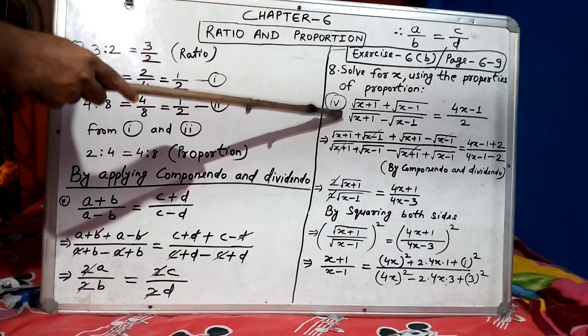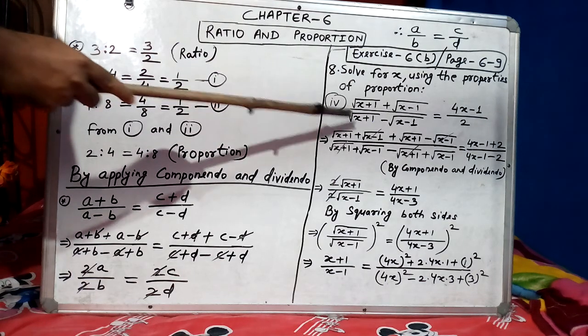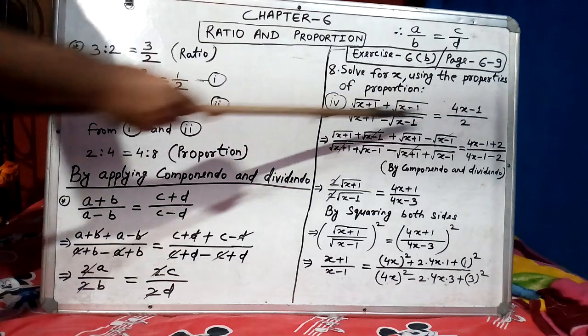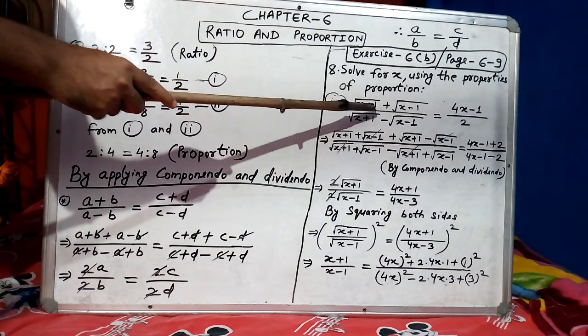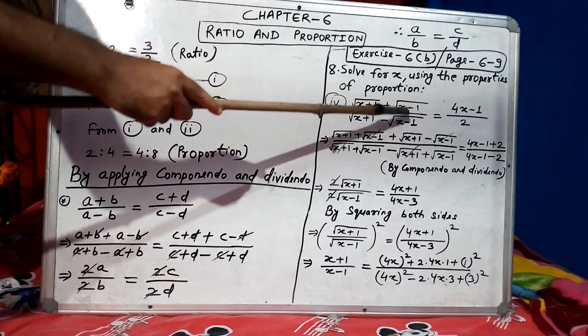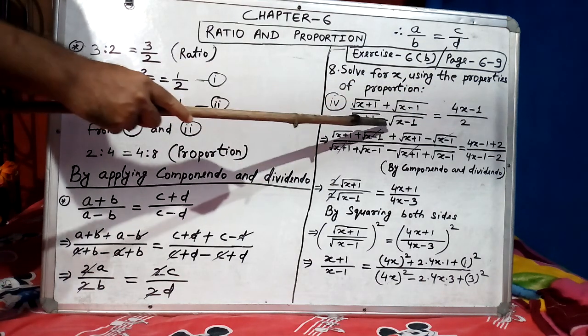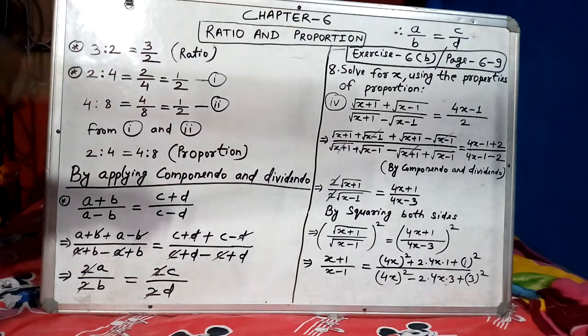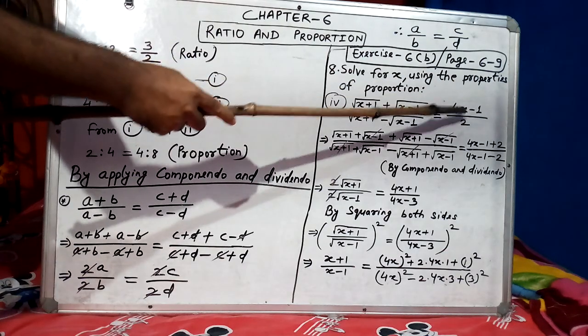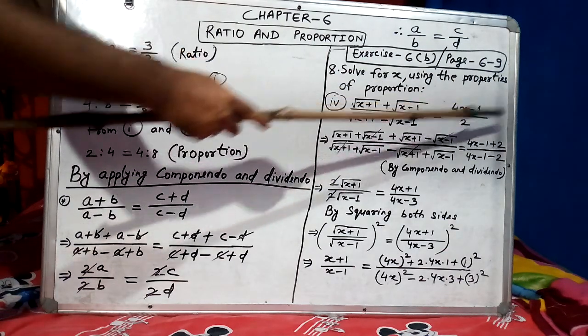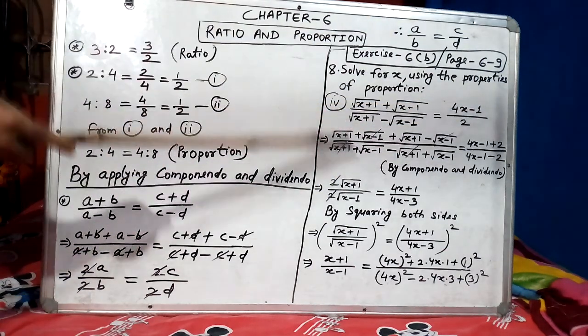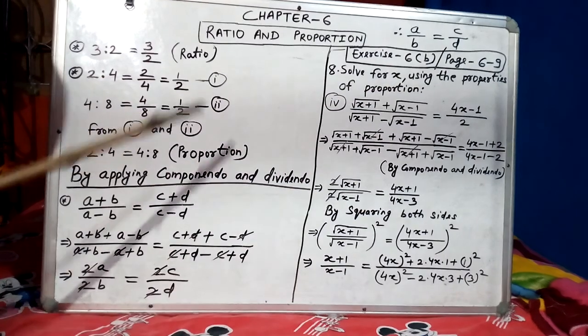This is question number 8.4. This question is in the book. You can see this: (root over x plus 1 plus root over x minus 1) by (root over x plus 1 minus root over x minus 1), and on the right hand side we have (4x minus 1) by 2. From here we have to find the value of x.